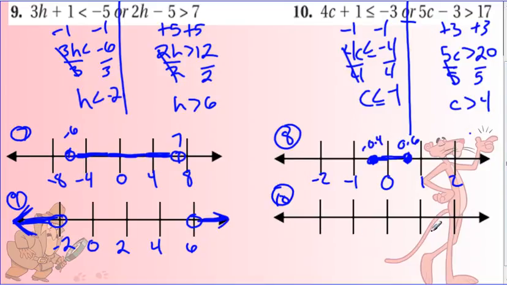4, 3, 2, 1, 0. So I have to count by 2's. So we'll do negative 4, negative 2, 0, 2, 4. I need a point at negative 1, which is between 0 and negative 2. So there's negative 1 with a solid dot. And 4 gets a hollow dot. And it's an or, so I'm shading on the outside. Bigger than 4, less than negative 1.